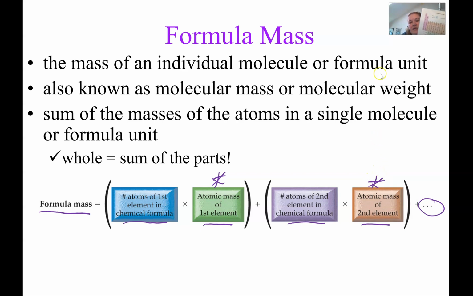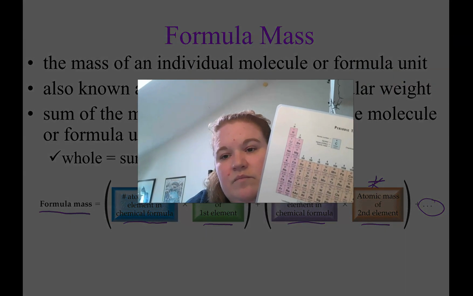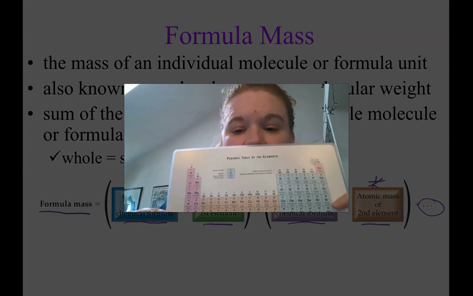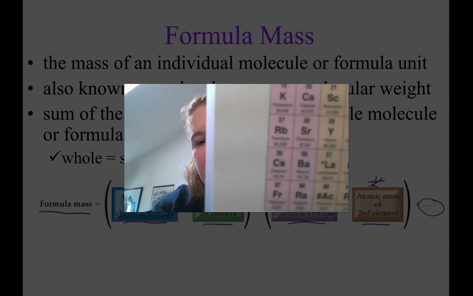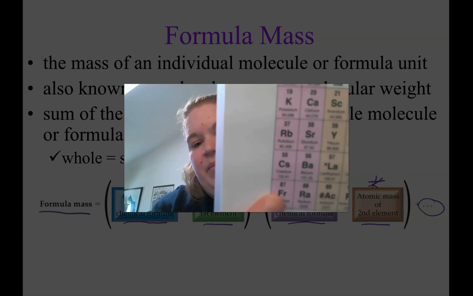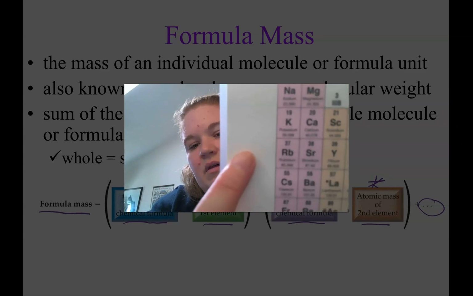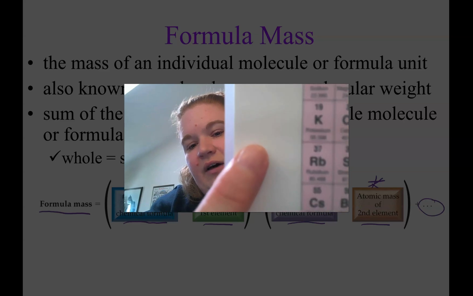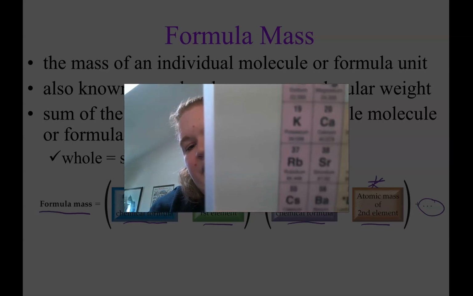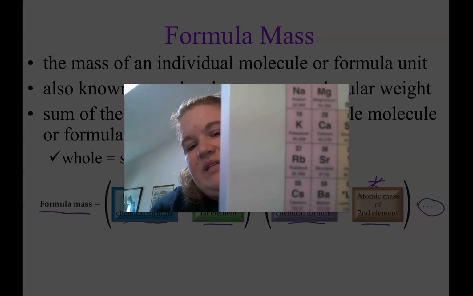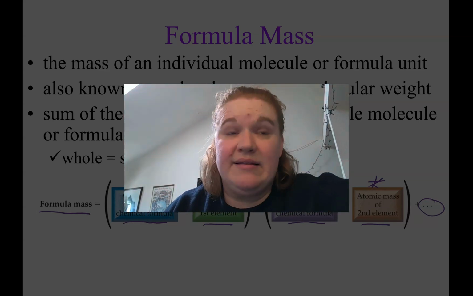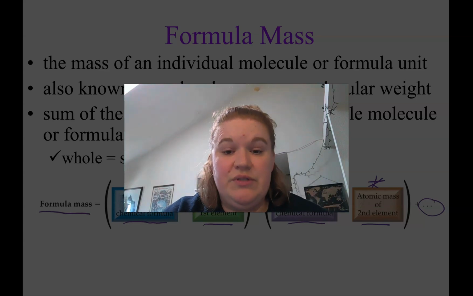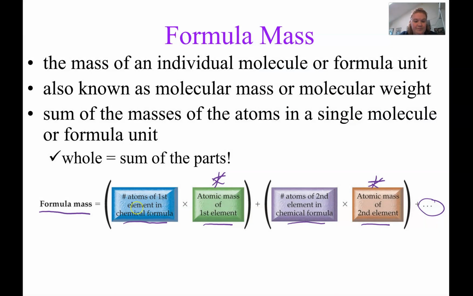So on my periodic table here, it is the numbers towards the bottom. So underneath calcium there, I know that's blurry, you don't really need to see what it says, but underneath the name of calcium, it has what the actual mass of calcium is. So you're using those values from your periodic table.